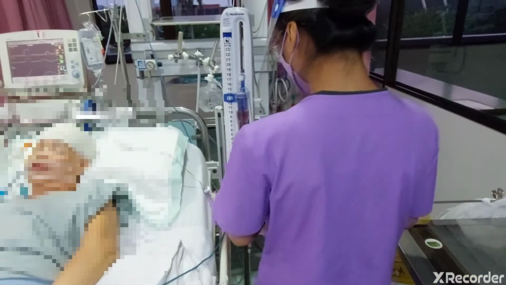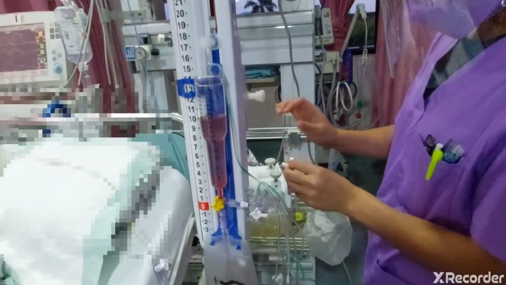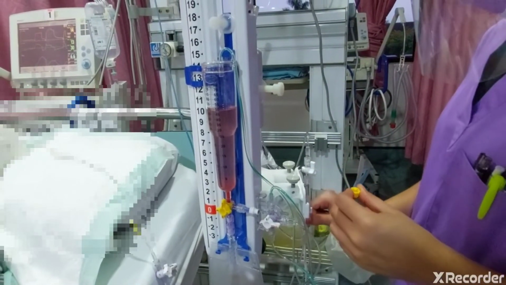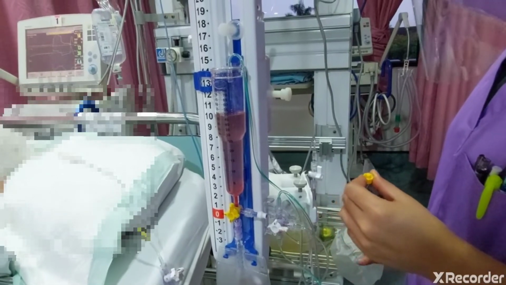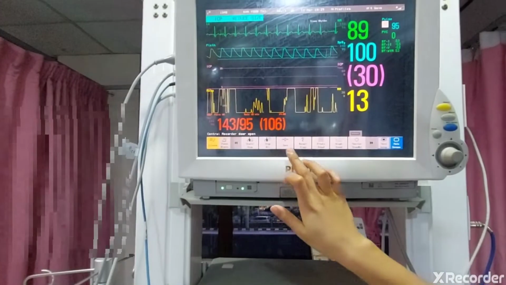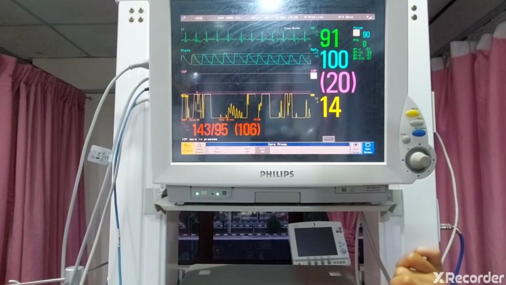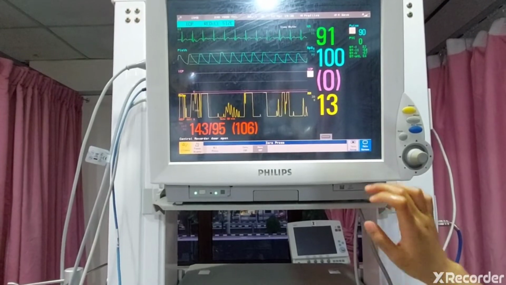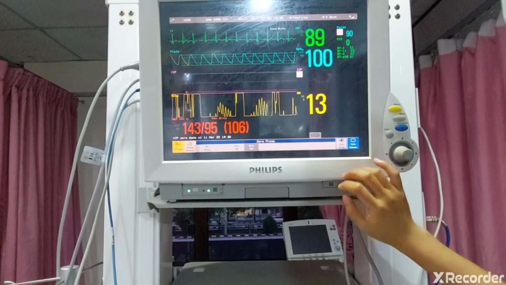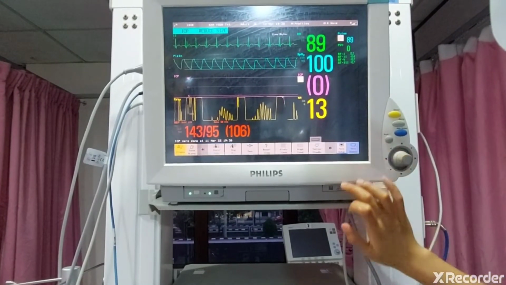After that, close to the patient and then open to atmosphere. Then press some water out. And then after that, go to the monitor, press zeroing, zero ICP, until the ICP is 0. Then after that, back to the main screen.